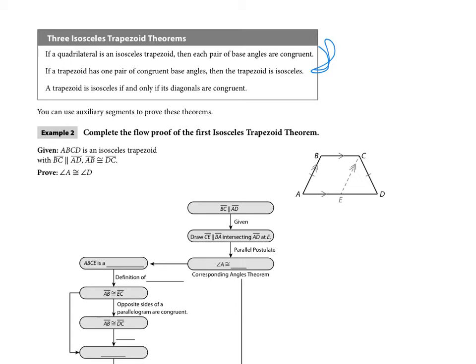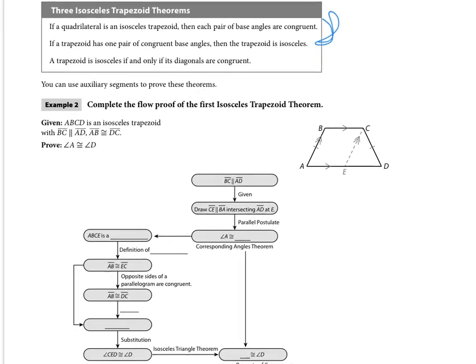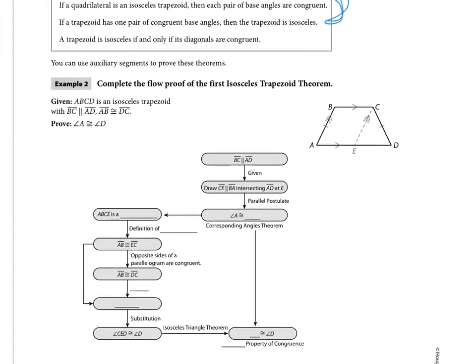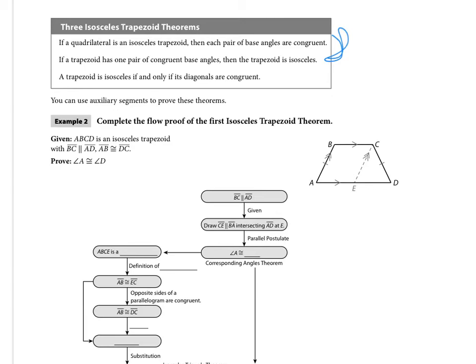And then finally, we can say that a trapezoid is isosceles if and only if its diagonals are congruent. So if we're just looking at its diagonals and it's a trapezoid, it can only be an isosceles trapezoid if we have congruent diagonals. So we'll look at the congruent diagonal piece in a little bit. We're going to focus right here in this proof on completing the flowchart proof of the first isosceles trapezoid theorem. So that's that each pair of base angles are congruent.